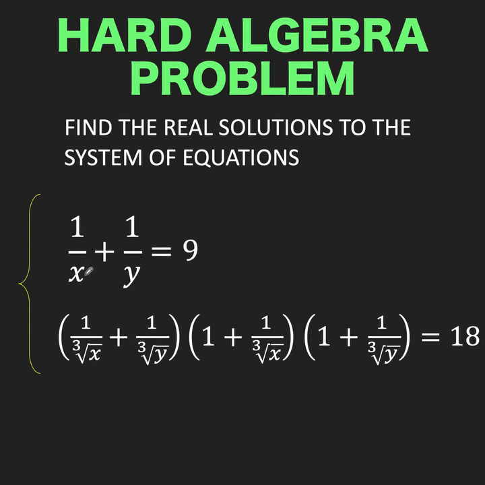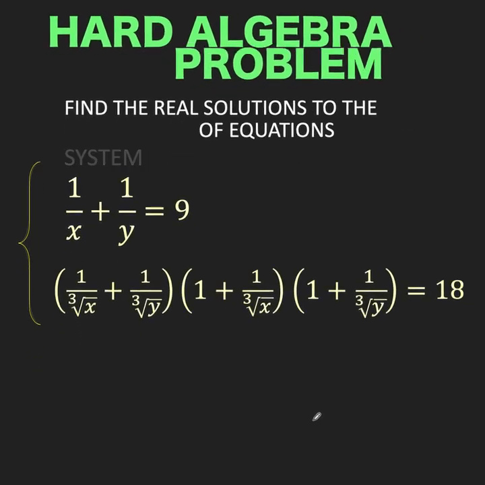We have 1 over x plus 1 over y equals 9 as our first equation. And for the second equation, we have the quantity 1 over the cube root of x plus 1 over the cube root of y times the quantity 1 plus 1 over the cube root of x times the quantity 1 plus 1 over the cube root of y equals 18. You can pause the video and see if you can solve this challenging algebra problem.